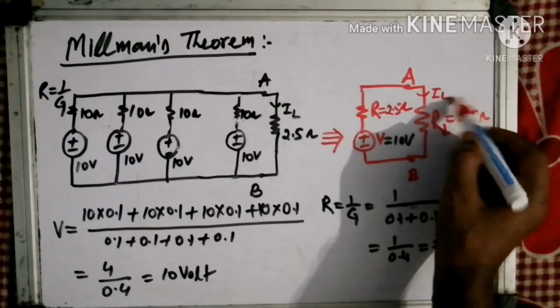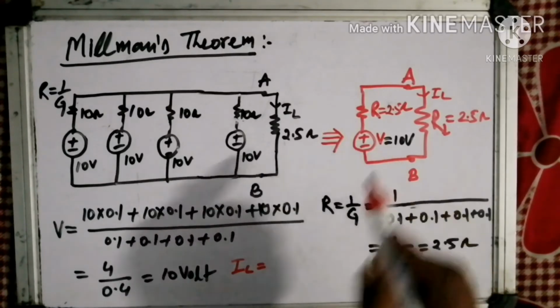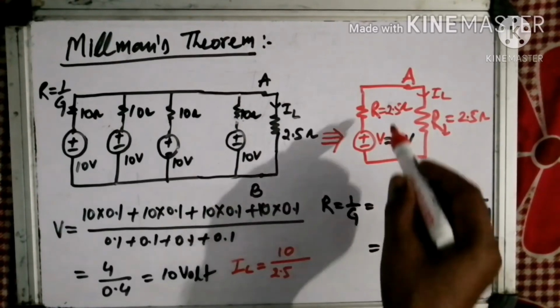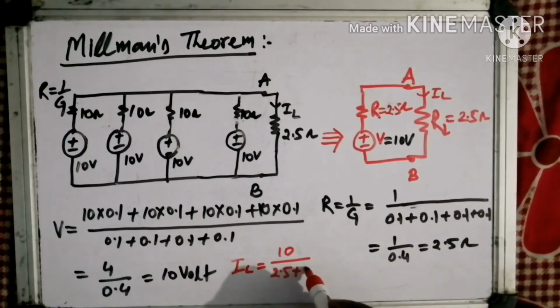Now the value of IL, that is the current in the load resistor. What is the value of the single voltage source? That is 10 divided by R, that is 2.5, and RL is, once again, 2.5, so it is 10 divided by 5, which is nothing but 2 ampere, right? So this is all about the example based on Millman's theorem.